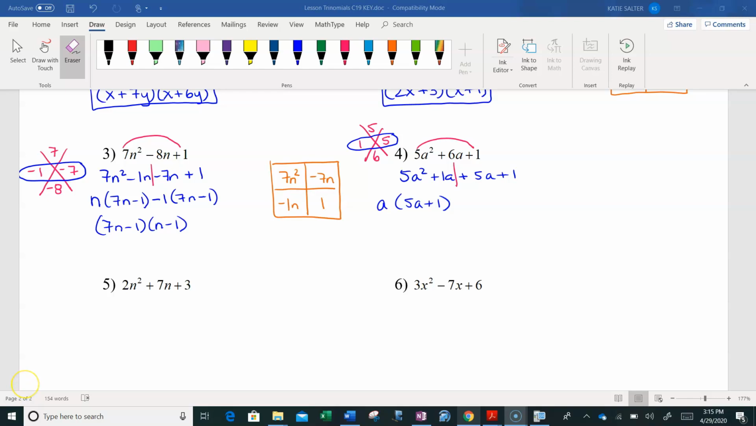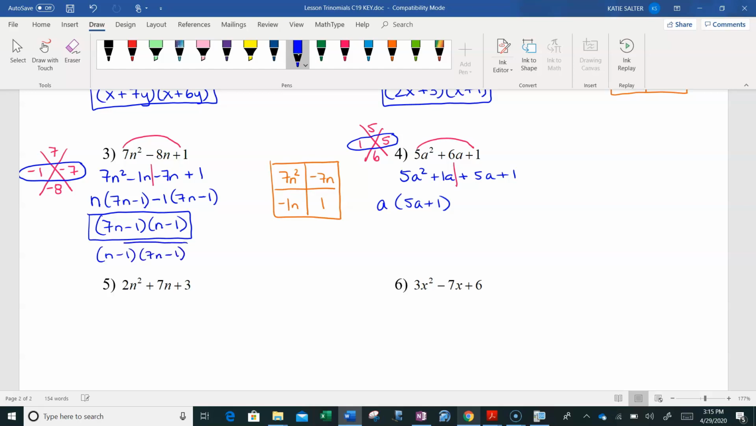All right, so for this first one, we should have 7n minus 1 and n minus 1. And again, if you wrote your answer as n minus 1 and then 7n minus 1, that is also correct. Because it all depends on which way you ordered those middle terms when you did your factoring. So yours may be a little different from mine, but in the end, we should get the correct answer.